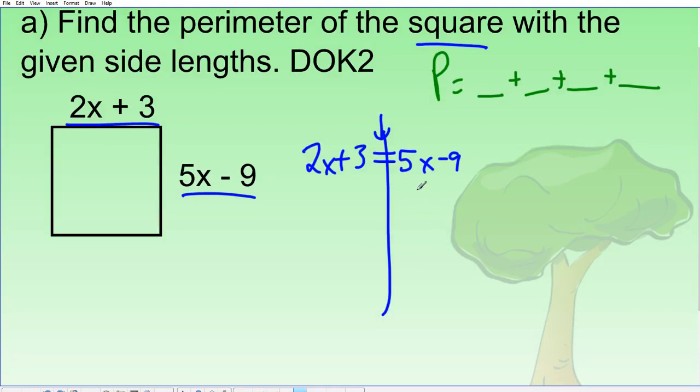I'm going to, let's see, there's no distributing needed. There's no combining like terms on either side. I have the same variable on both sides, so I'm going to get rid of the one on the right. I'm going to subtract 5x from here and here. That gives me 2x minus 5x is negative 3x.